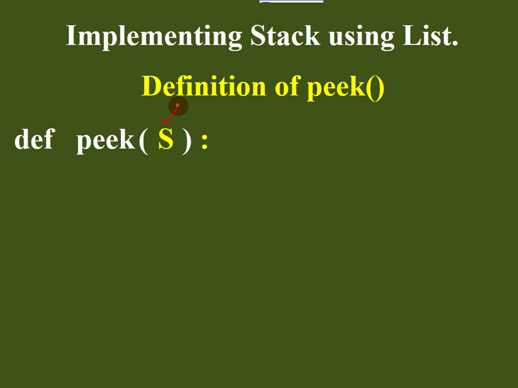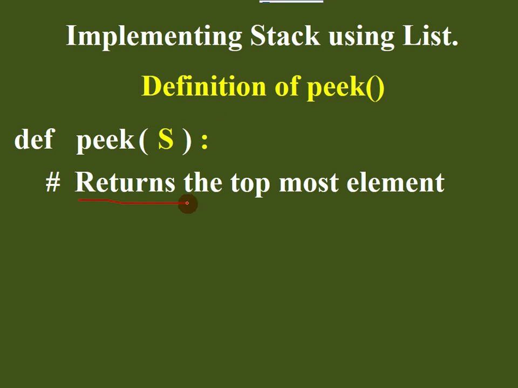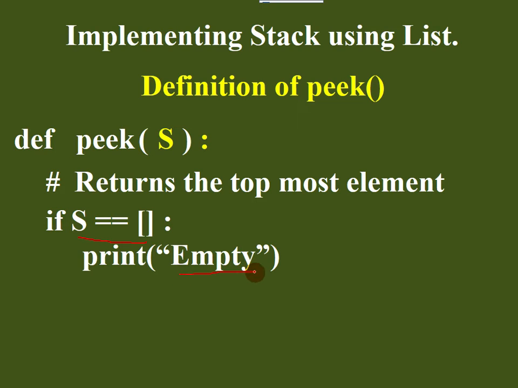Certainly the list must be passed. You can write the document string. Then if the list is empty, s equal to empty, you can display the message empty. Here no need to write underflow, because what is the meaning of underflow? From an empty stack, from an empty list, if you try to delete an element, the situation is known as underflow. Here we are not deleting the element, we are simply displaying the topmost element, so you can simply write empty. Otherwise, you can display the topmost element.